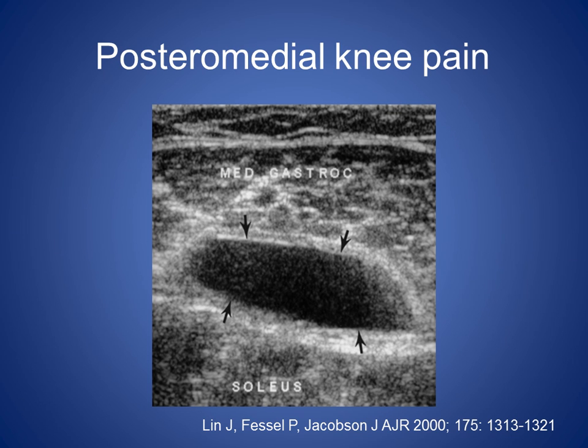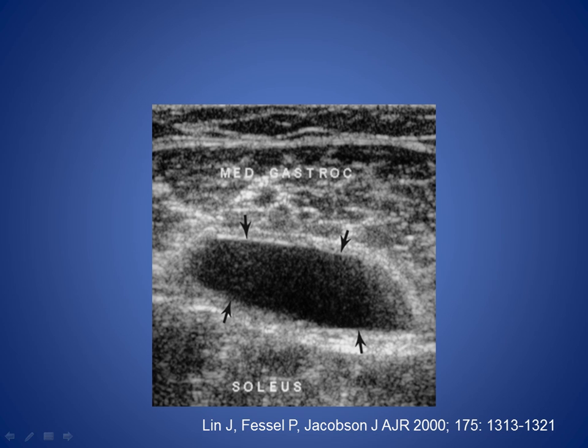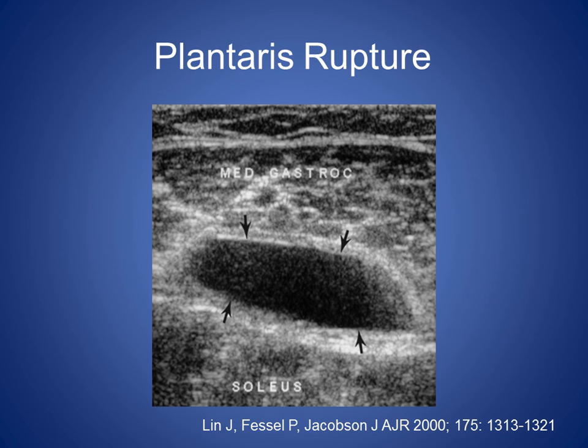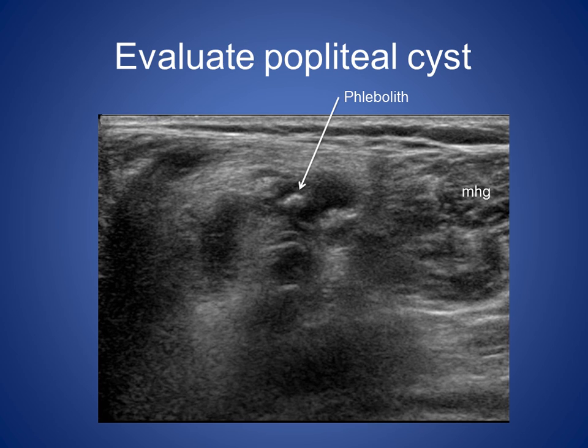There's a case out of AJR several years ago with a patient with posterior medial knee pain, and it has this fluid structure deep to the medial head of the gastrocnemius, and this is what you'd see in a case of plantaris rupture. So it's just another thing to think about when you're back there.